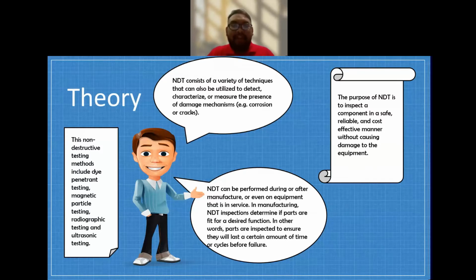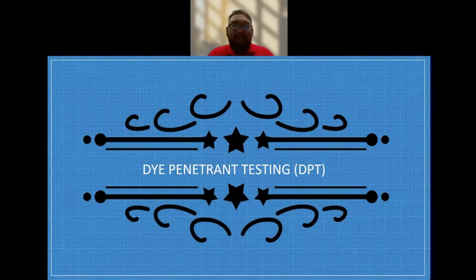The purpose of NDT is to inspect a component in a safe, reliable, and cost-effective manner without causing damage to the equipment. These non-destructive testing methods include penetrant testing, magnetic particle testing, radiography testing, and ultrasonic testing. The first method is the penetrant testing, also known as DPT.